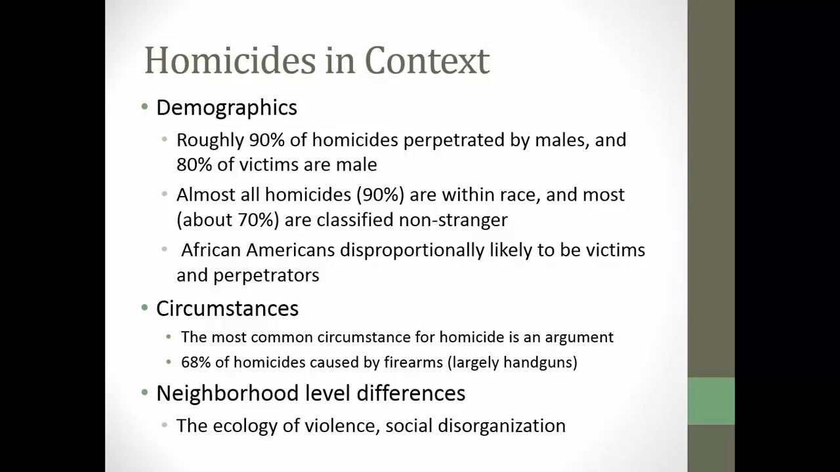In terms of what we know about most homicides, almost all homicides are perpetrated by males, 90%, and the vast majority of victims are also male. So homicides tend to be males killing other males. Almost all homicides are within race. That means black people tend to shoot black people, white people tend to shoot white people. And again, the vast majority are classified as non-stranger, which means an acquaintance or better. So it's people that know each other that are killing each other.